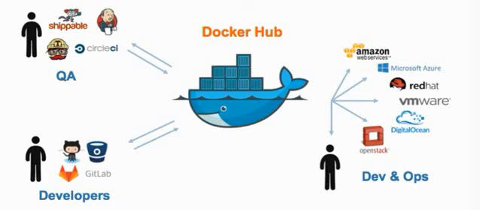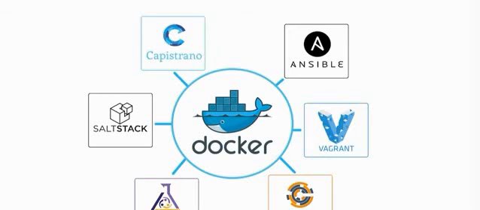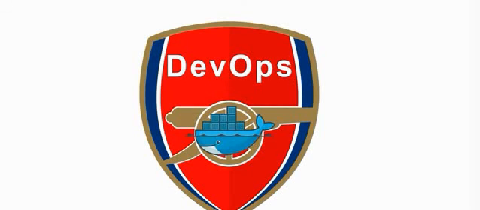Also, Docker enables easy integration of different DevOps tools such as Git, Jenkins, Puppet, Ansible, etc., which otherwise would pose huge complications. As a result, Docker has become a very important arsenal in the DevOps toolchain.